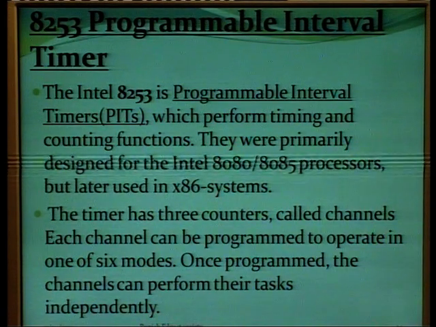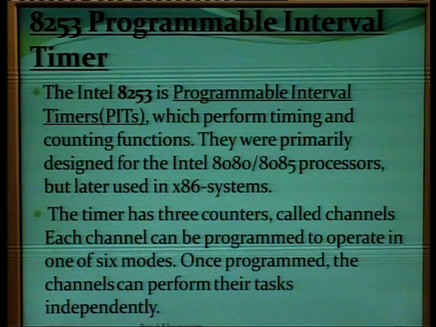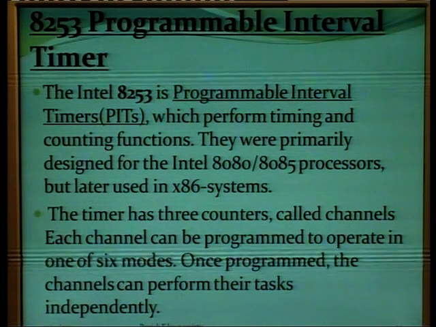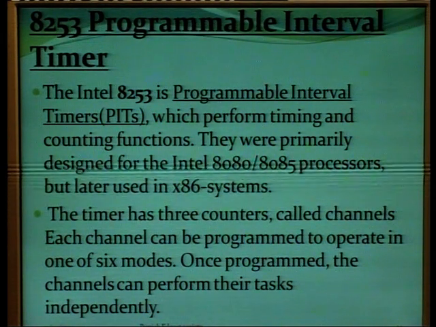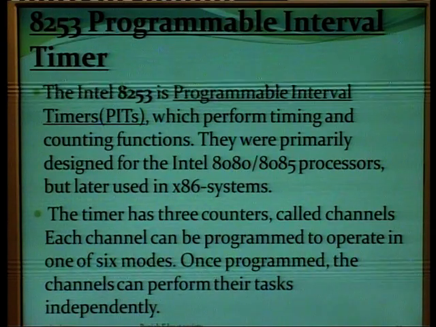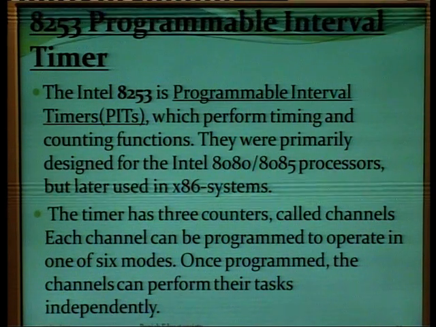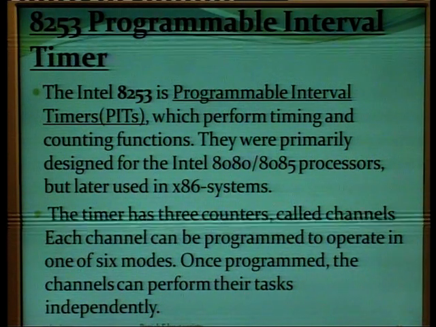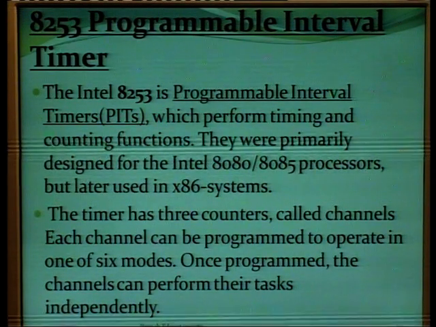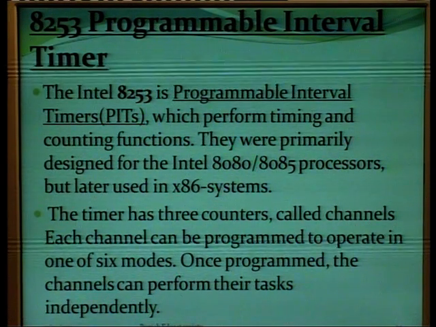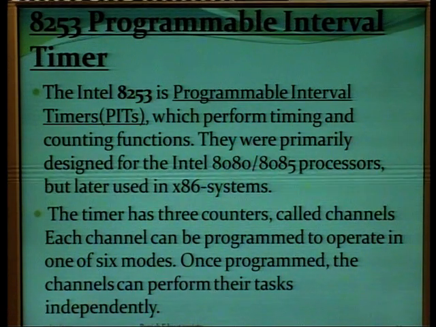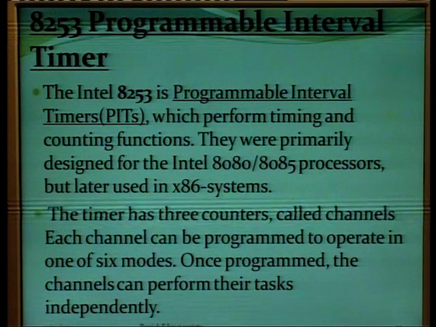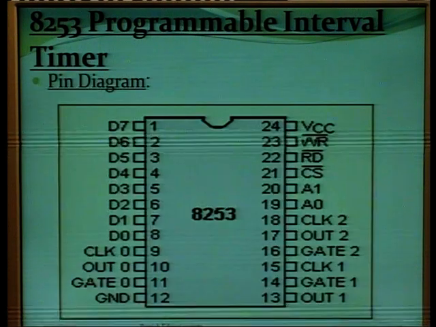The Intel 8253 is a programmable interval timer which performs timing and counting operations. It was primarily designed for Intel 8085 processors, but later used for 86 systems. The timer has 3 counters, also known as channels, and each channel can be programmed to operate in one of the 6 modes. Once programmed, the channels perform their tasks independently. That means all the 3 channels work independently, and they can operate in modes 1 to 6.